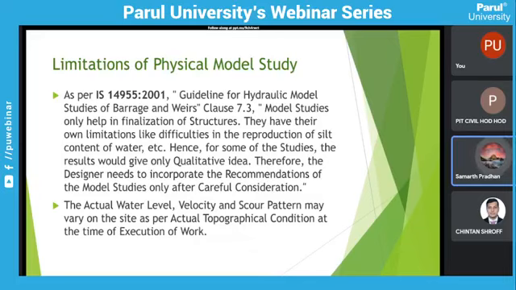The actual water level, velocity and scour pattern may vary on the site as per the actual topographical condition at the time of execution of work. Sometimes, if we talk about Sardar Sarovar, it took 56 years. At every flood the river bed is washing, so the river morphology is changing. In that condition, whatever study was done earlier, even at the time of implementation it may change. So that result cannot be directly applied on the site. These are the limitations of physical model study.